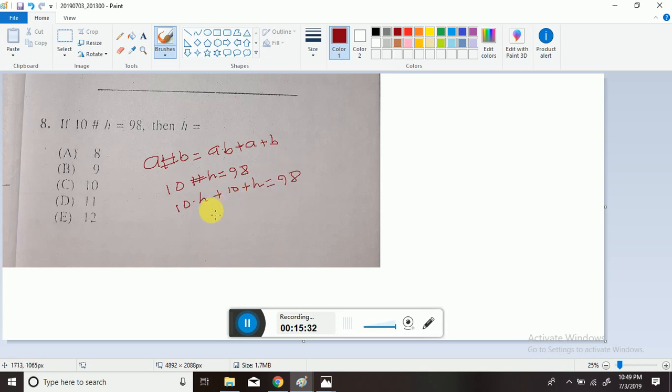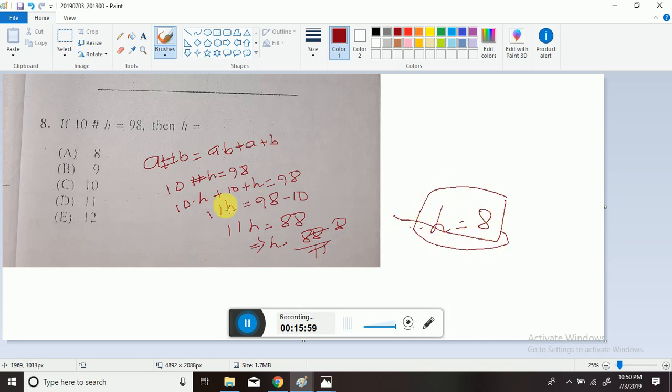Let us write. So 11H equals 98 minus 10. So 11H equals 88. From here, what do we get as the value of H? H equals 88 by 11. 11 eights are 88. Therefore, H equals 8 is the answer. Now let us see whether it is in the options or not. H equals 8 is in option A. So our correct answer is option A.